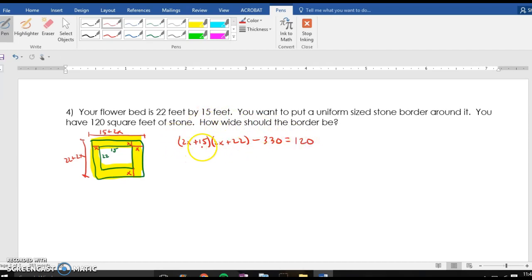Now when I distribute, when I FOIL this out, set it equal to 0, you should end up with 4x squared plus 74x minus 120 equals 0. Factoring this, you would get (2x minus 3)(x plus 20) equals 0. You know this is going to give you negative 20. That answer makes no sense. This gives you 3/2, which is 1.5. So the width of the border around would be 1.5 feet around the whole thing.